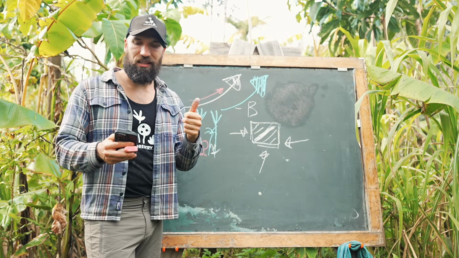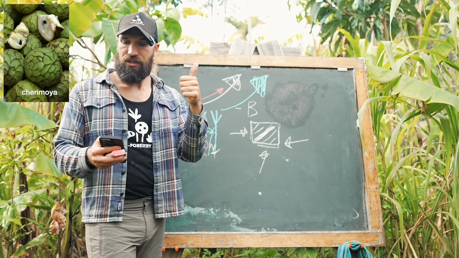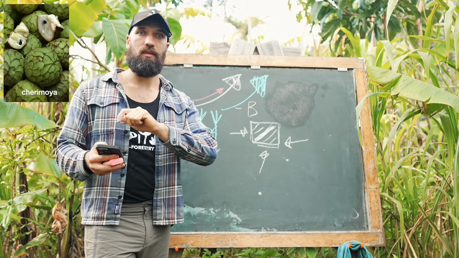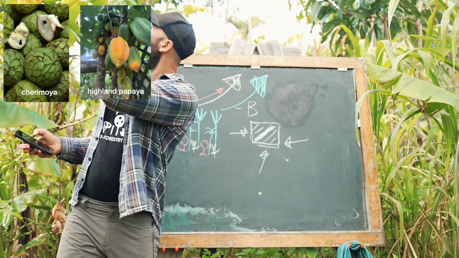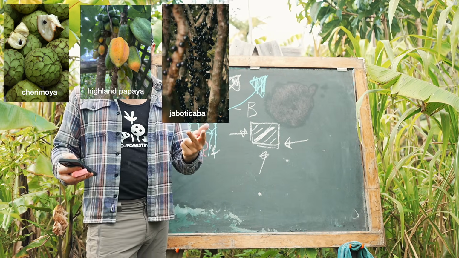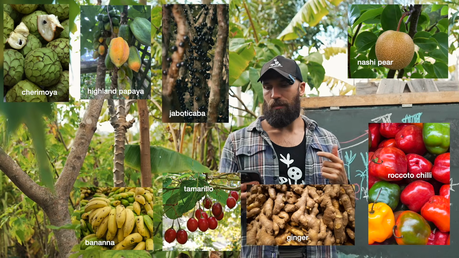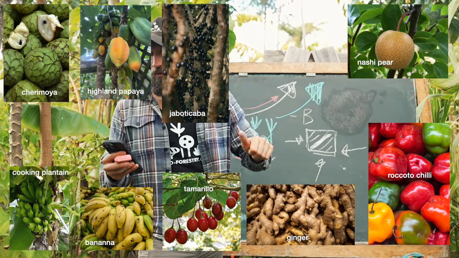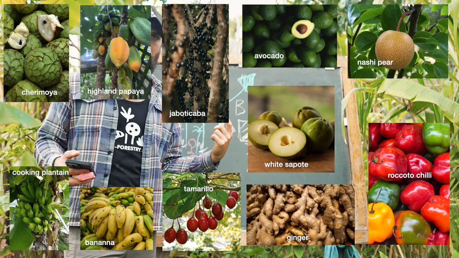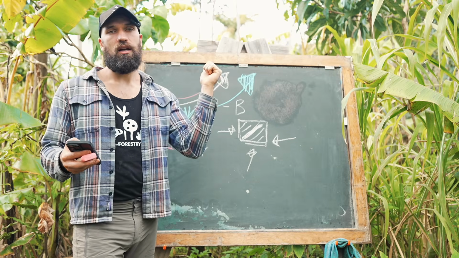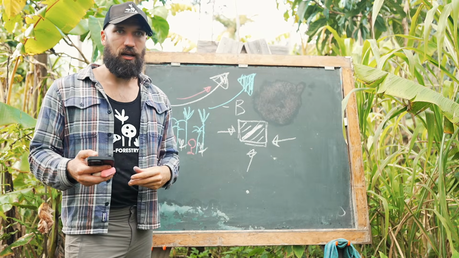And so here we've identified a number of them that we're going to be focusing on more as time goes on: the cherimoya and the atemoya, right? Annona family, beautiful fruits. Highland papaya, there's one right here behind me. The jaboticaba, nashi pears, ricotta chilies, gingers, tamarillos, bananas and cooking plantains, white sapote, niche avocado varieties, so not the typical Hass one that you find in the grocery store, but things like the Ettinger, Hashimoto, Mexicola, all these different varieties. And actually, do you know what's funny?